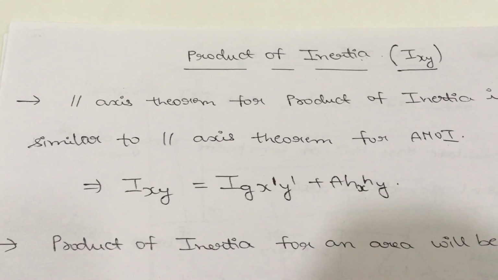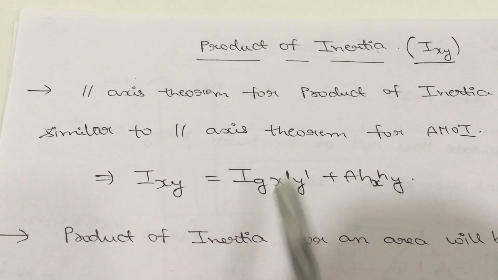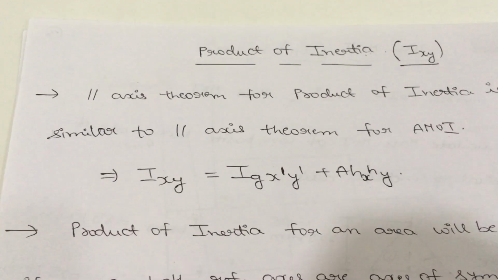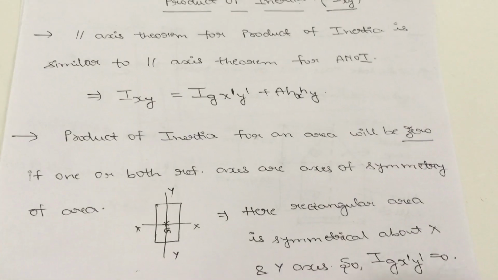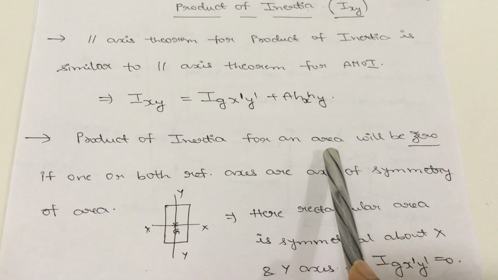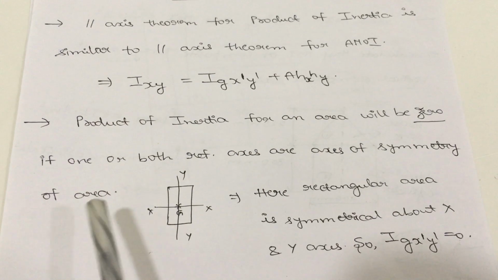And the second difference is that here you get the Ig x'y' term. This term will mostly be zero in the problems. Why will it be zero? Because the product of inertia of any area will be zero if one or both reference axes are axes of symmetry of the area.